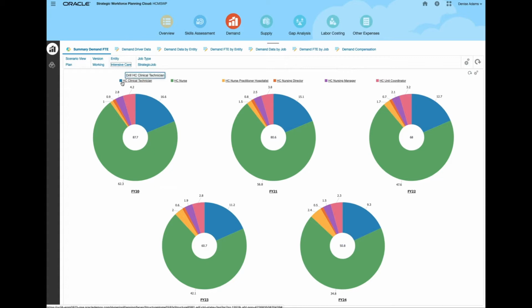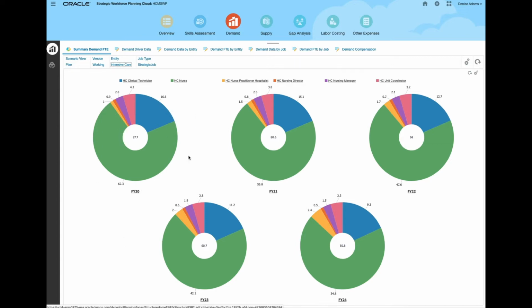I can see colour coded the individual jobs which exist within that unit, and I can then see on the pie charts for each year how many of my full-time equivalencies I want to look at. I'm running this one by full-time equivalency. Clearly I could also do this by head count. Typically we find people do this by full-time equivalency.